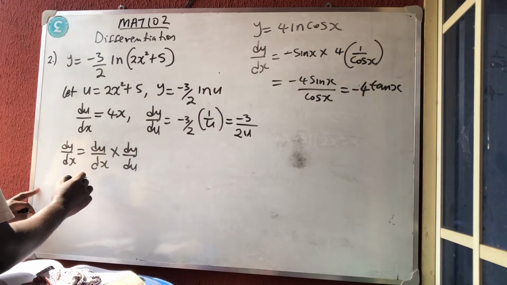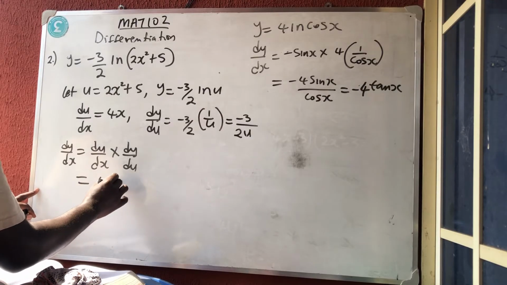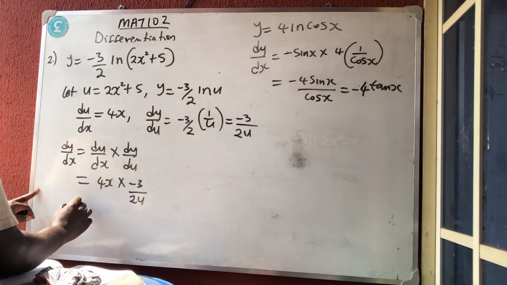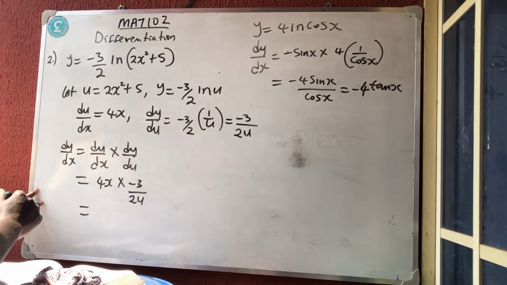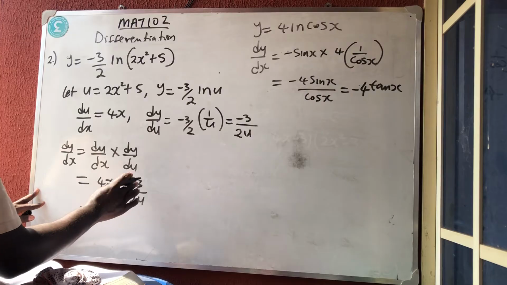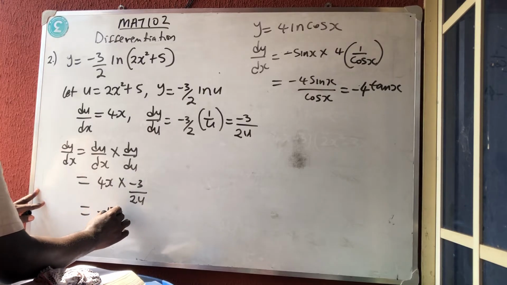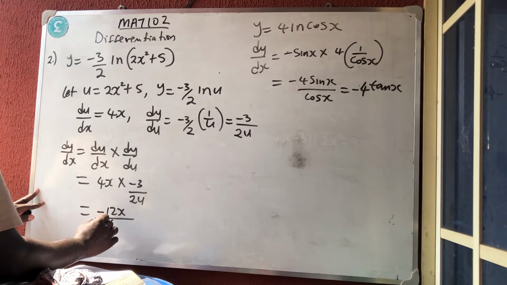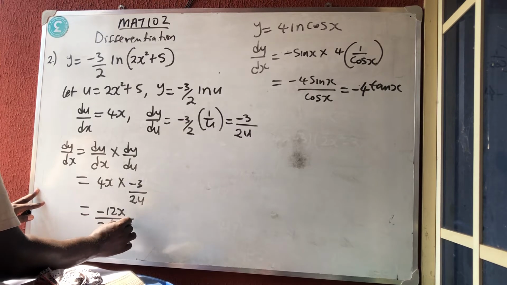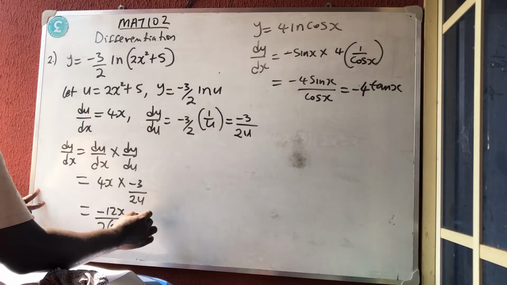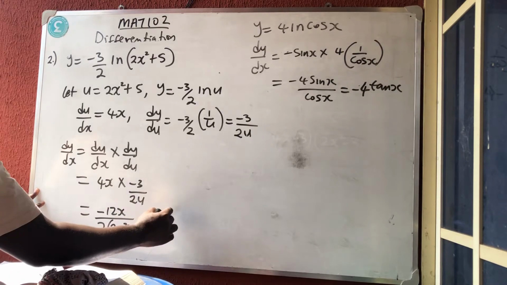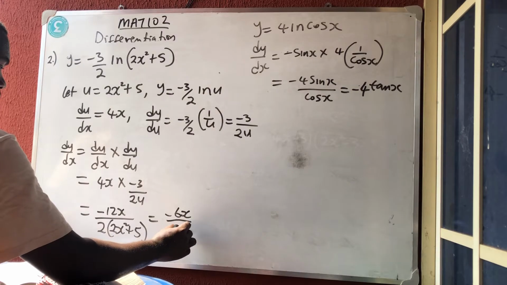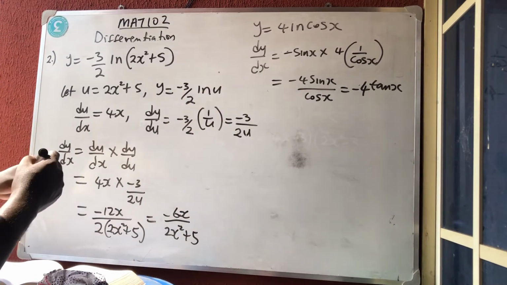Okay, so my answer is now what? 4x times minus 3 over what? 2u. So my answer becomes what? Minus 12x all over 2 bracket 2x squared plus 5. But if you look at it, you see that 2 can cancel 12. So I'm having minus 6x all over what? 2x squared plus 5. Okay, so that is that.